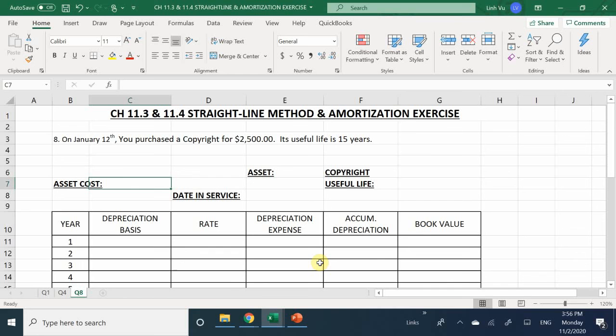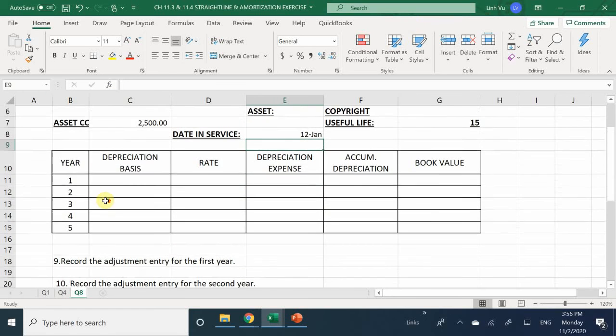It was $2,500. All right. Of course, there's no salvage value when it comes to intangible assets. So its useful life is 15 years, and when do we place it into service? On January 12th. So we need to depreciate January as well. So this is assuming all of these are in years.